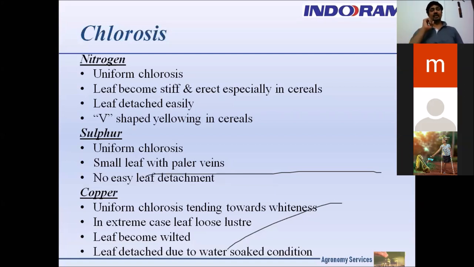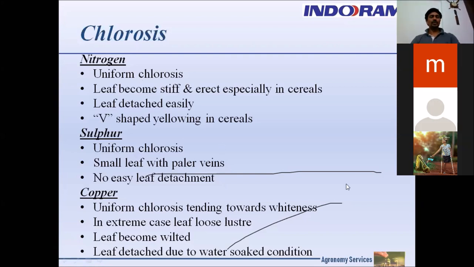As I mentioned, nitrogen deficiency always appears on the lower side. So if you have a soybean plant showing deficiency, meaning chlorosis, the leaf becoming yellow, then the moment you touch that leaf, you may get that leaf detached from the plant. In the case of cereals, it shows a V-shaped yellowing, meaning it will go this way.